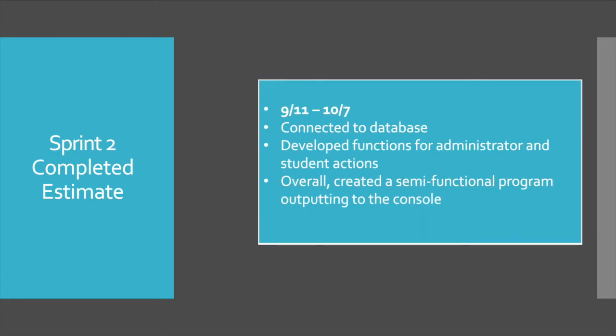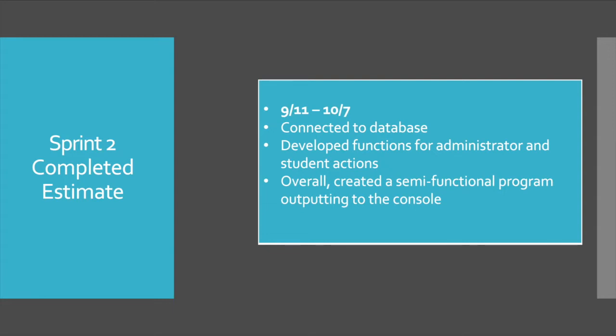Now for our Sprint 2, we began on September 11th and completed the following on October 7th. We first implemented and connected to a database with pre-populated names. We implemented a login function which required a student or teacher to log in using their PIN in order to access the program's functions. We then created a number-based menu system through console output, which represented the distinct functions of the application.